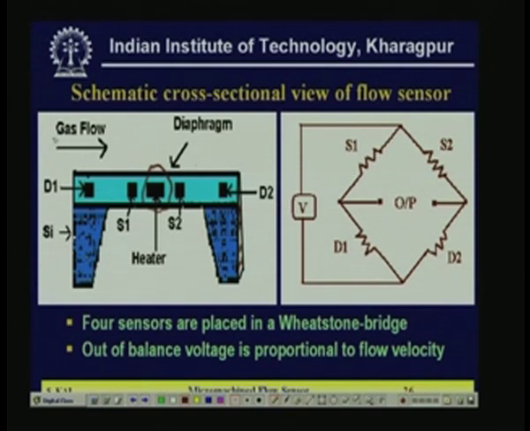So, depending on the gas flow velocity, if it is more, the difference of the resistance change of S1 and S2 will be more and more. Accordingly, the bridge will be more and more unbalanced. If you estimate how much it is unbalanced, based on that you can have an idea of the flow velocity. So, that is the basic principle.